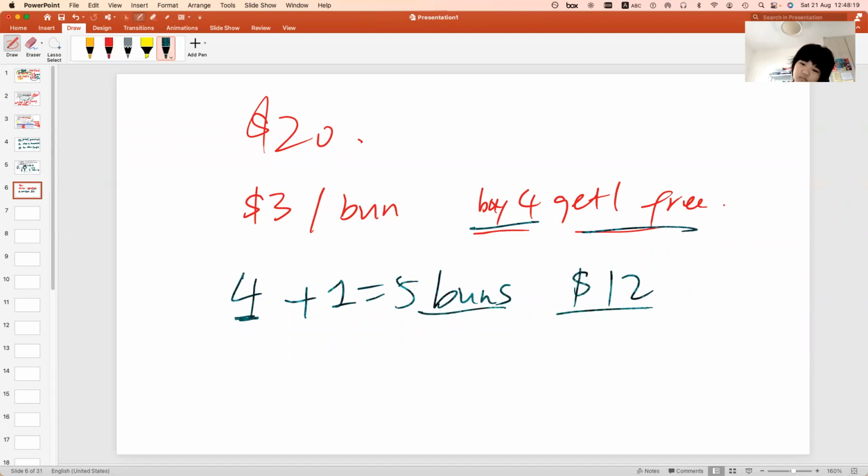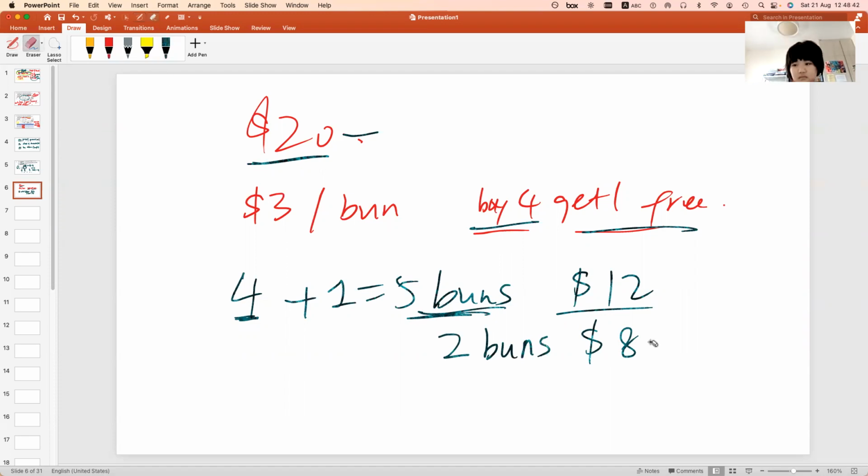Okay, then you go and tell yourself, okay, you have $20, right? So you use $12 for 5 buns. So basically you have $8 left to buy buns, right? And now you ask yourself, $8, how many buns you can buy? So $3 per bun. So you can buy 2 more buns, right? That will give you what? That will give you $6.